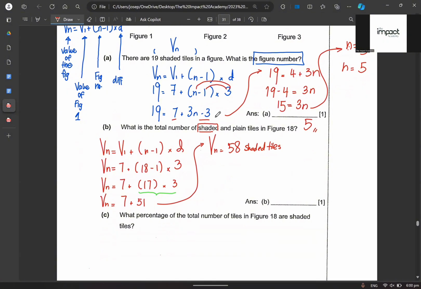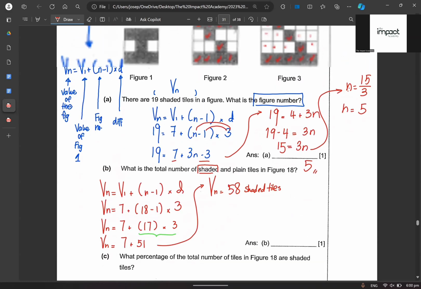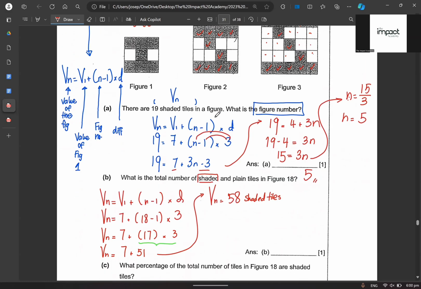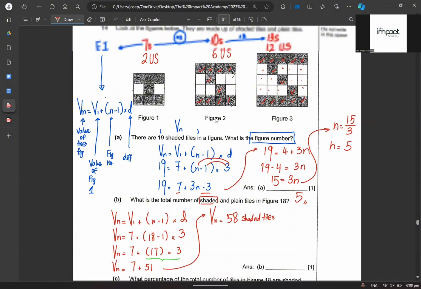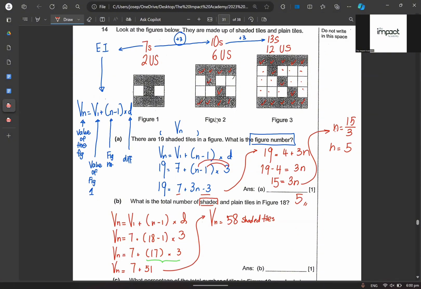Now, once you're done with that, you don't just go on. To find the unshaded, actually I don't know, because they want the total, right? It will be way easier if you go by this. What is the total for the first figure? The second figure? The third figure? What do you see from here?